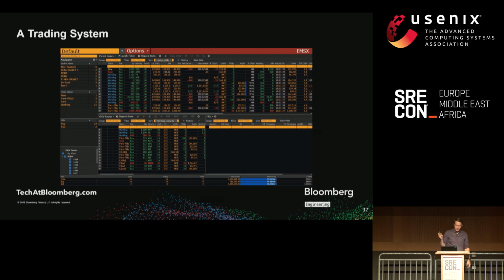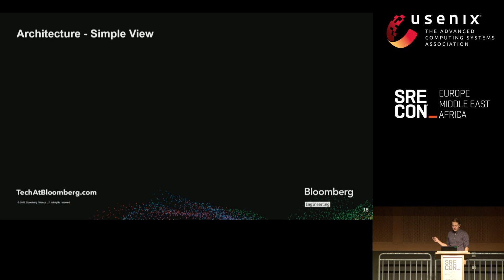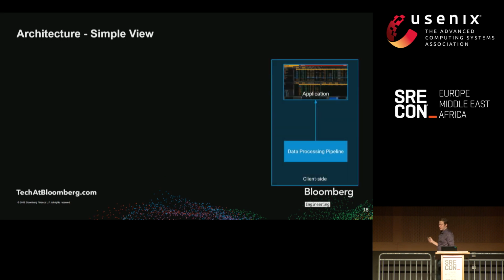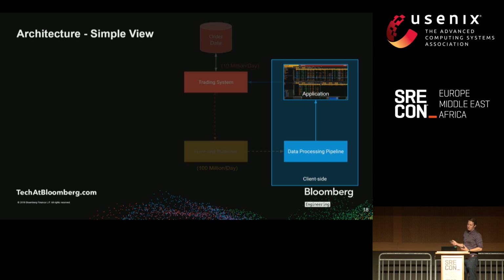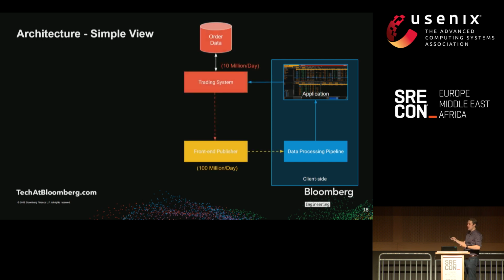Let's talk a little bit about the architecture behind something like this. I'm going to take a simplified view. First of all, you were looking at the application itself. There's probably some sort of data processing pipeline on the client side. Moving up a little bit, there is a trading system to which you're sending these order messages, and there's probably a database maintaining all those orders. At the same time, those orders are being sent to some sort of data distribution platform, which sends that data back to you and potentially other people that might be subscribing to similar data sets at that time.